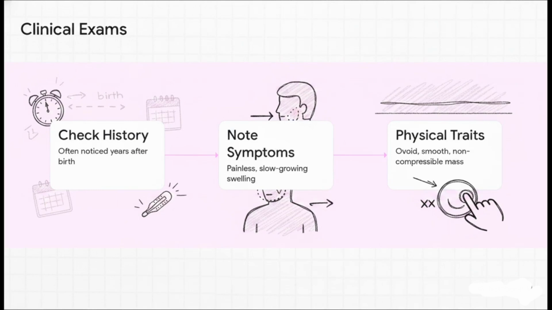Diagnosing these cysts takes a really careful physical exam. First up, check the patient's history. Even though those cells were trapped before birth, the cyst itself might not actually be noticed until years later. It usually presents as a painless, super slow-growing swelling. And honestly, unless it gets infected, it rarely causes any real issues or disability. When you palpate it, it'll feel ovoid or spherical and smooth, but here's the kicker. It's tense. You can't compress or reduce it, and it absolutely isn't attached to the overlying skin.